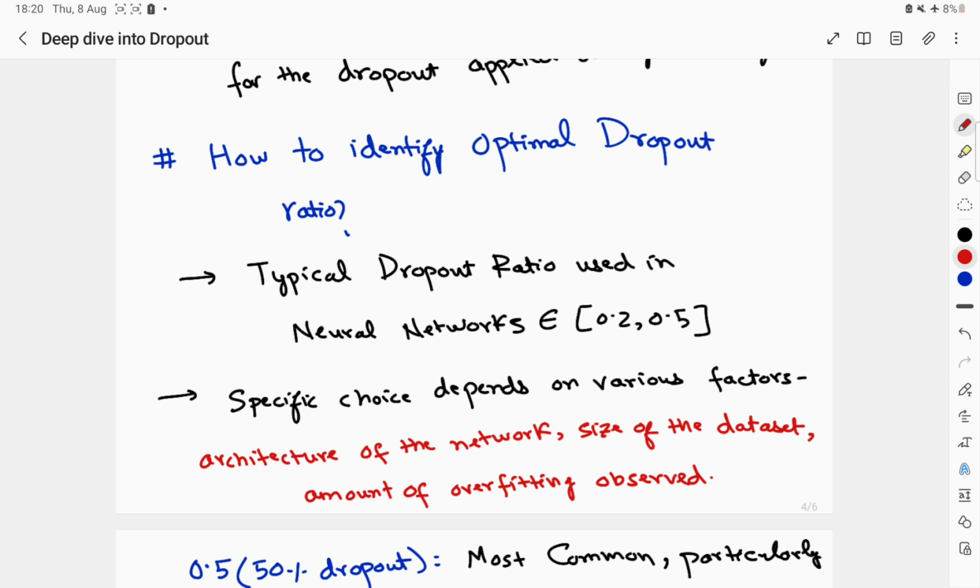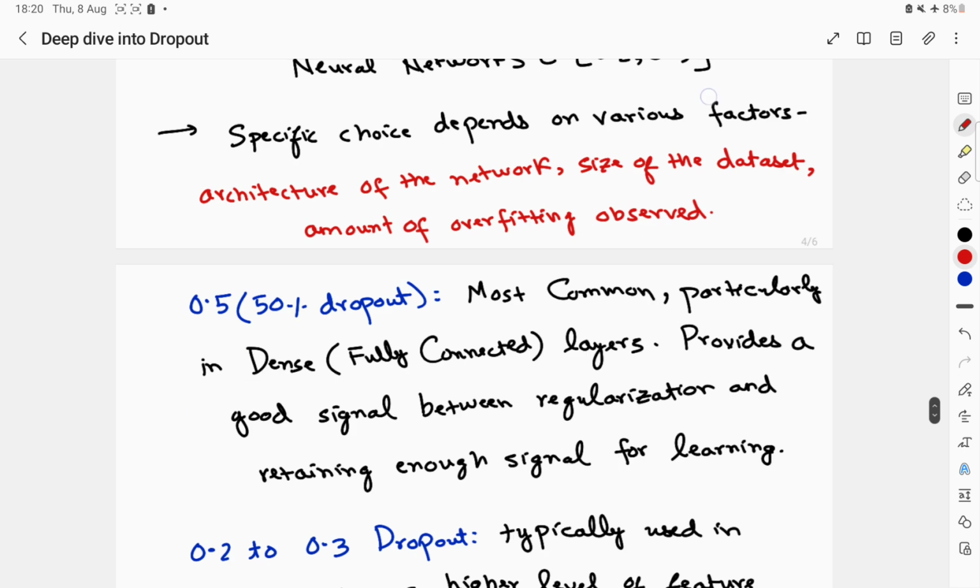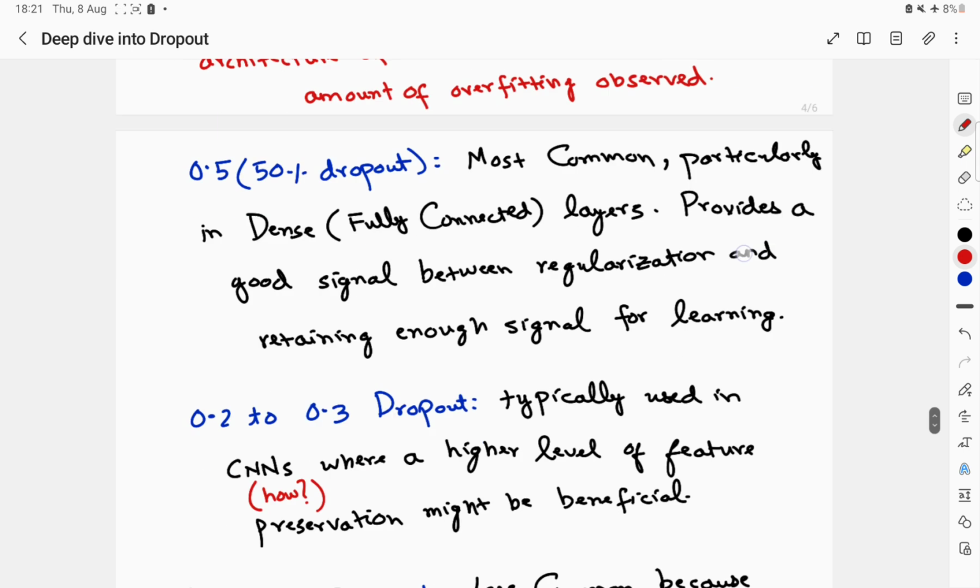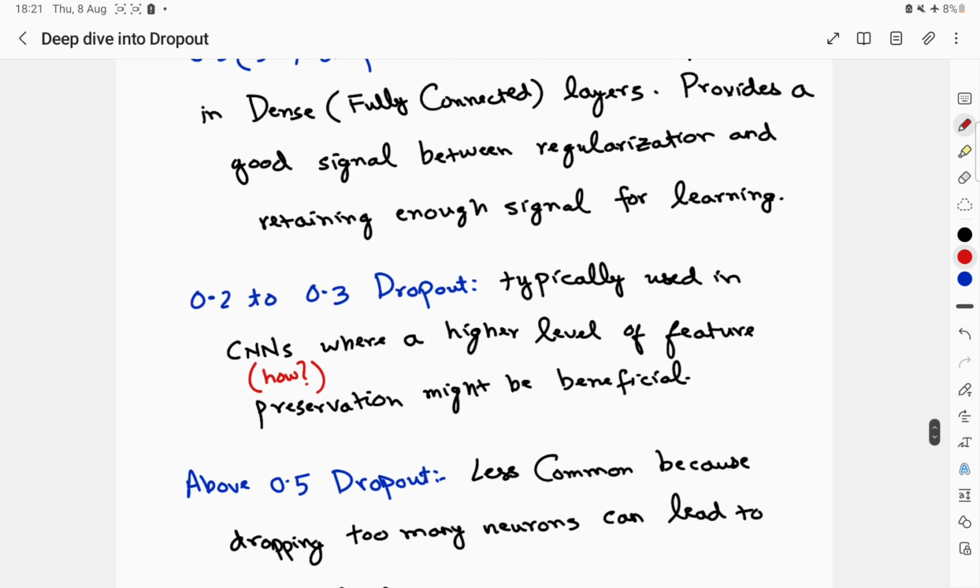These are just guidelines based on experience and different scenarios, because the specific choice of your dropout rate will depend on various factors, including the architecture of the network, the size of your dataset, and the amount of overfitting that you are observing. Typically 0.5 or 50% dropout is one of the most common ratios that we see, particularly in dense layers or the fully connected layers. This provides a good balance between regularization and retaining enough signal for learning useful features. Then you have 0.2 to 0.3 dropout that is typically used in convolutional neural nets or CNNs. How dropout is applied to a CNN is a different thing. I'll briefly touch upon that.